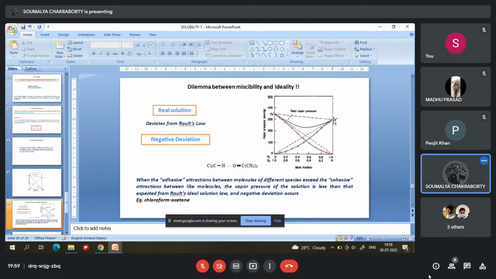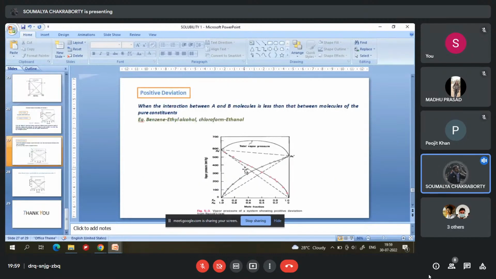So it is basically taking place when the adhesive force of interaction, that is AB, becomes higher in comparison to the cohesive force of interaction between like molecules, like AA and BB. An example is chloroform acetone. This is the pictorial representation. Here is a strong hydrogen bond between chloroform and acetone, which makes the adhesive force of interaction exceed the cohesive. And the reverse phenomenon is positive deviation from Raoult's law.